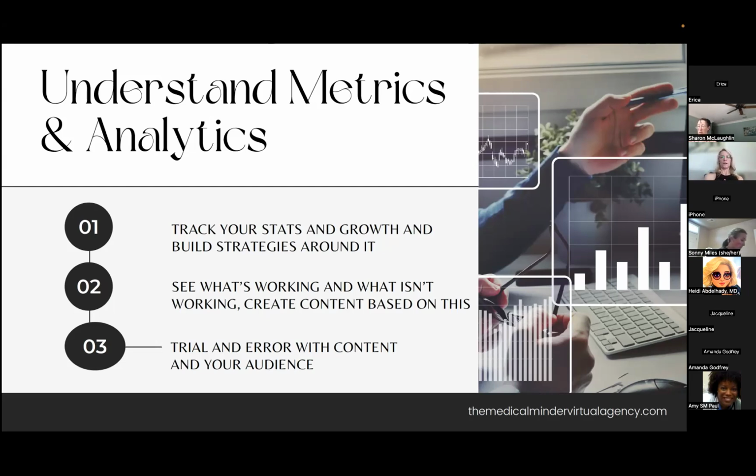But you always want to bring your metrics into your content strategy, because then you'll know what type of content: educational, funny, storytelling, reels, story posts, what types of story posts, etc.